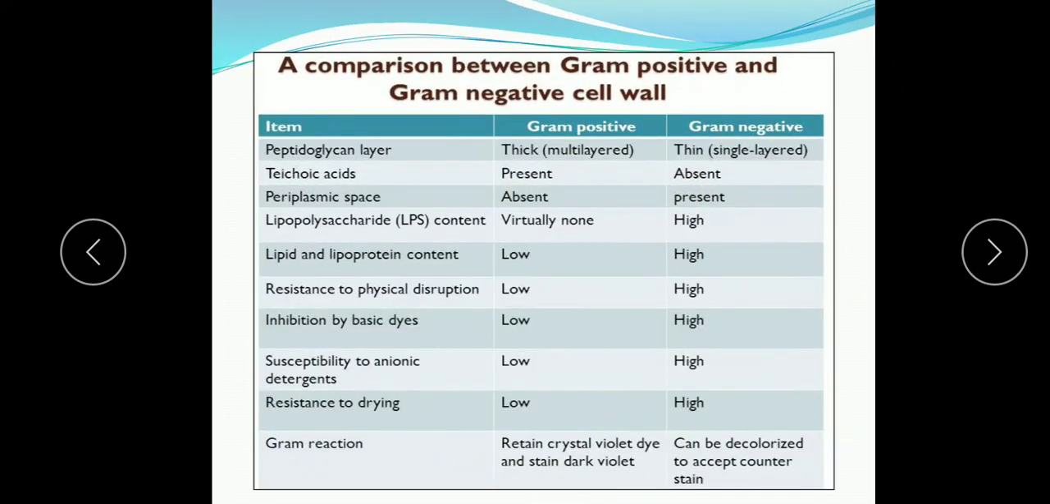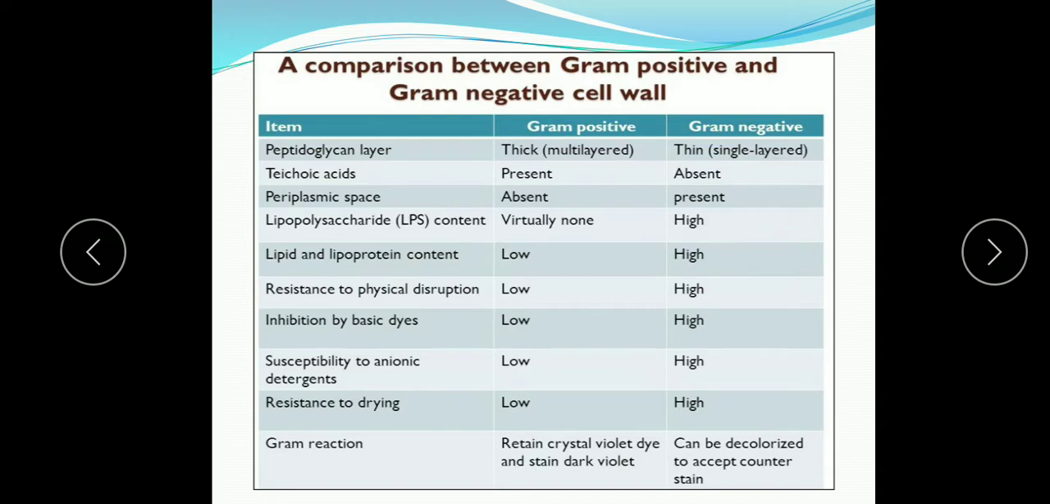So this is the comparison between the Gram positive and Gram negative bacteria in their cell wall. Other than these, the nutritional requirements: when we see the nutritional requirements for Gram positive bacteria, it is relatively complex, and it is very simple in the Gram negative bacteria.